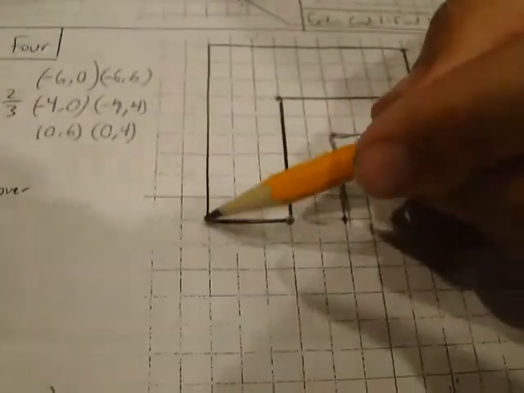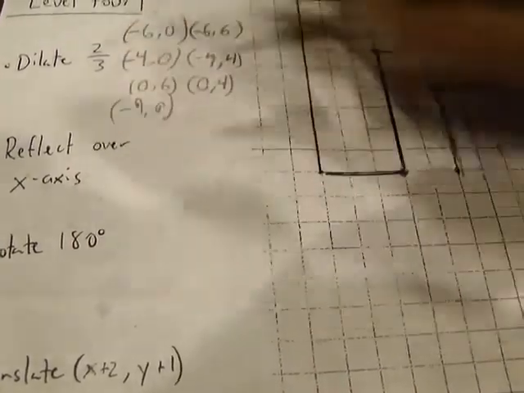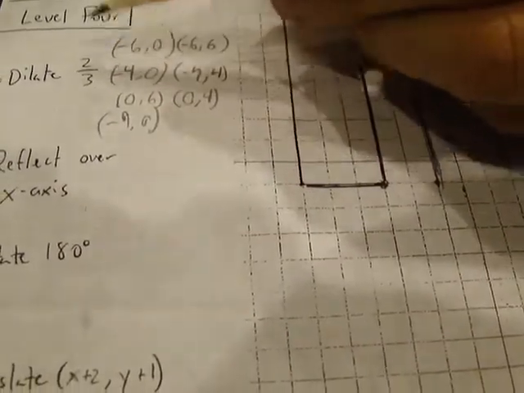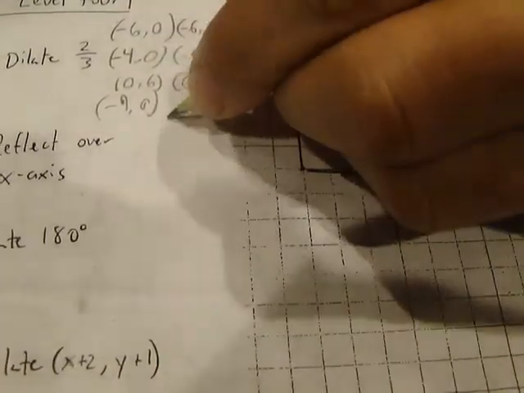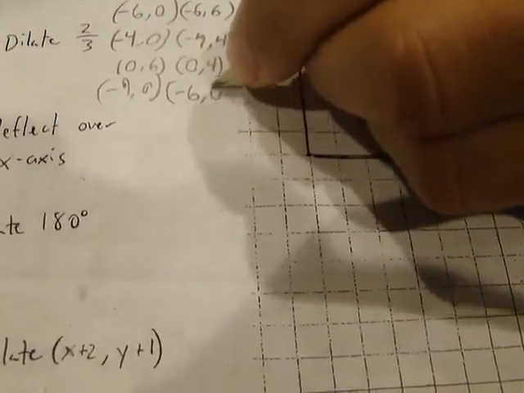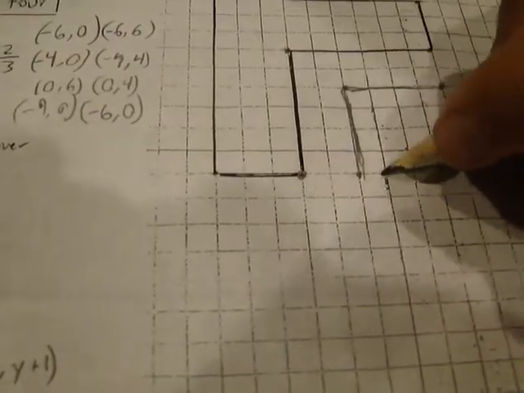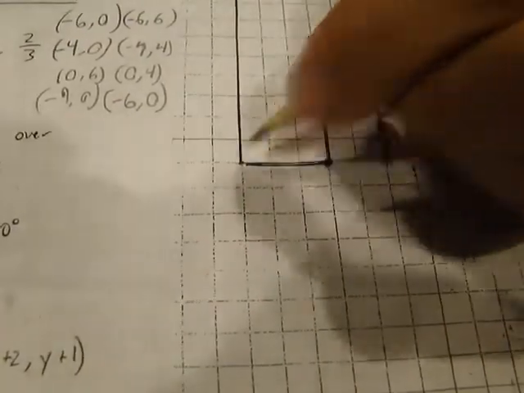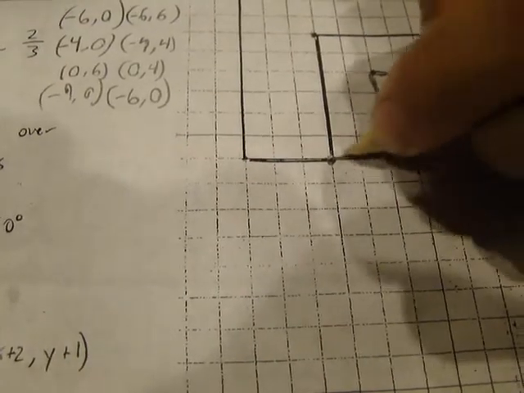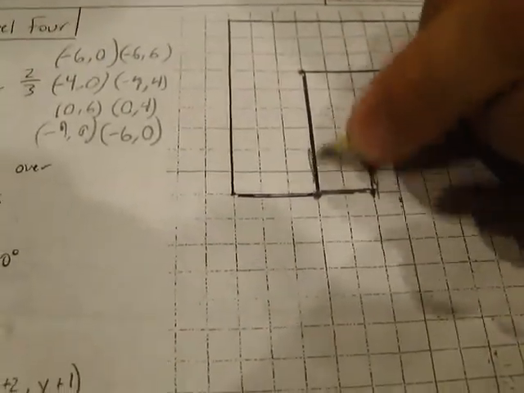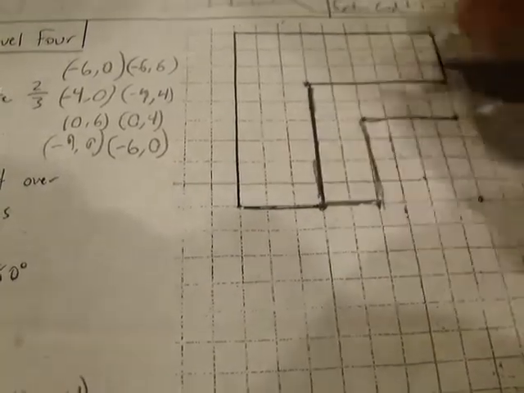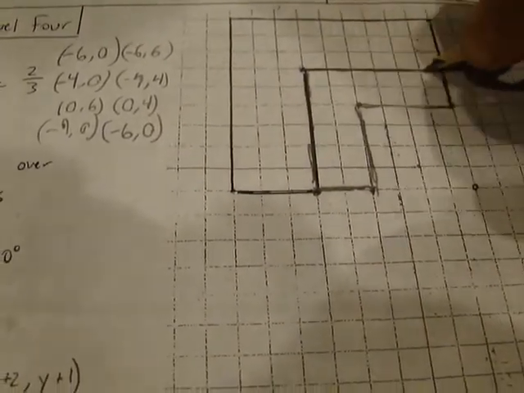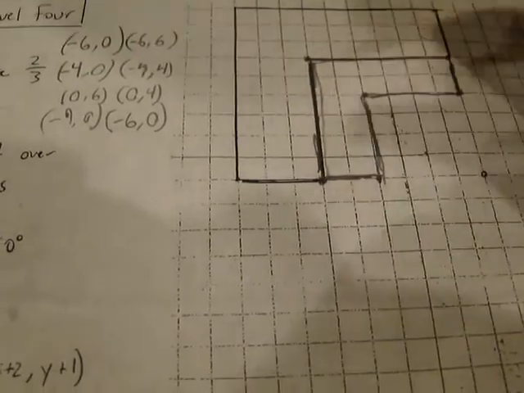Next, let's figure out this point. This one is (-9, 0). So if we multiply this by 2/3, -9 times 2 is -18, and -18 divided by 3 is -6, so (-6, 0). This point moves to right here. So I think that pretty much does it for us, because we can see that this is going to go up to here, and this is going to go up to here, and we've got our first dilation. So this represents the dilation at 2/3.